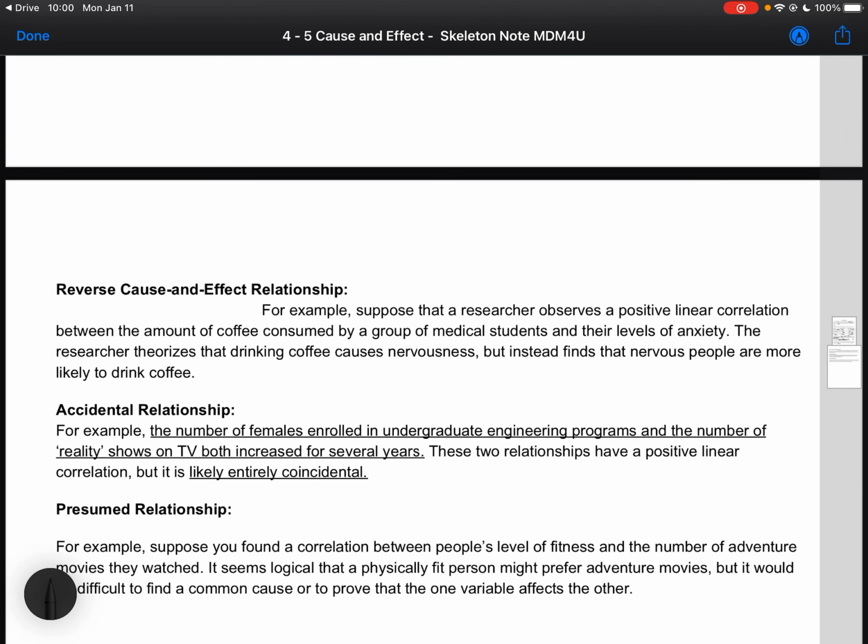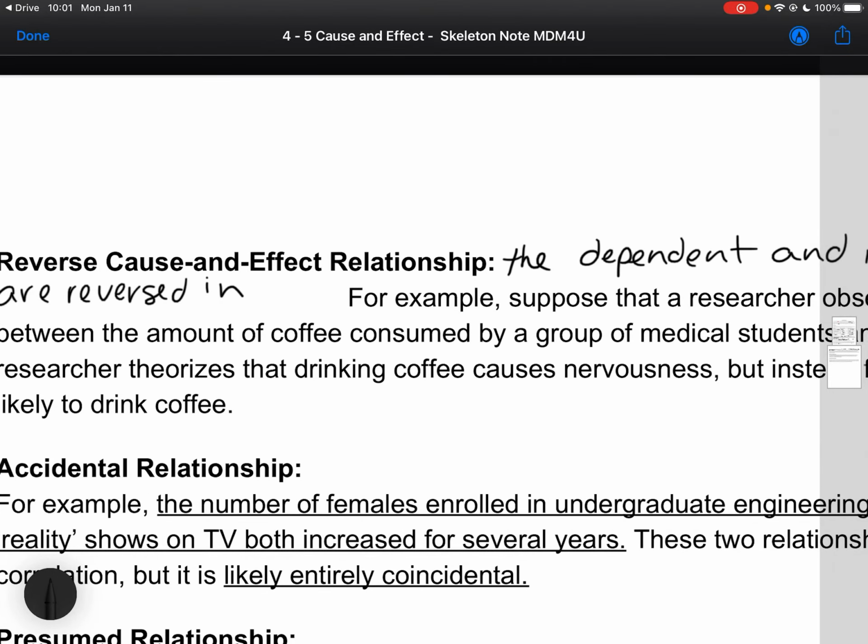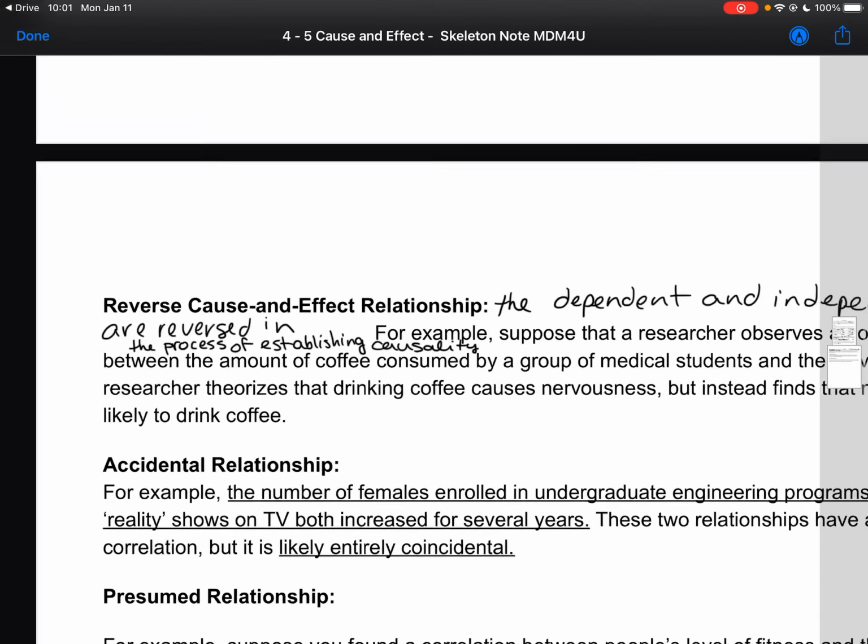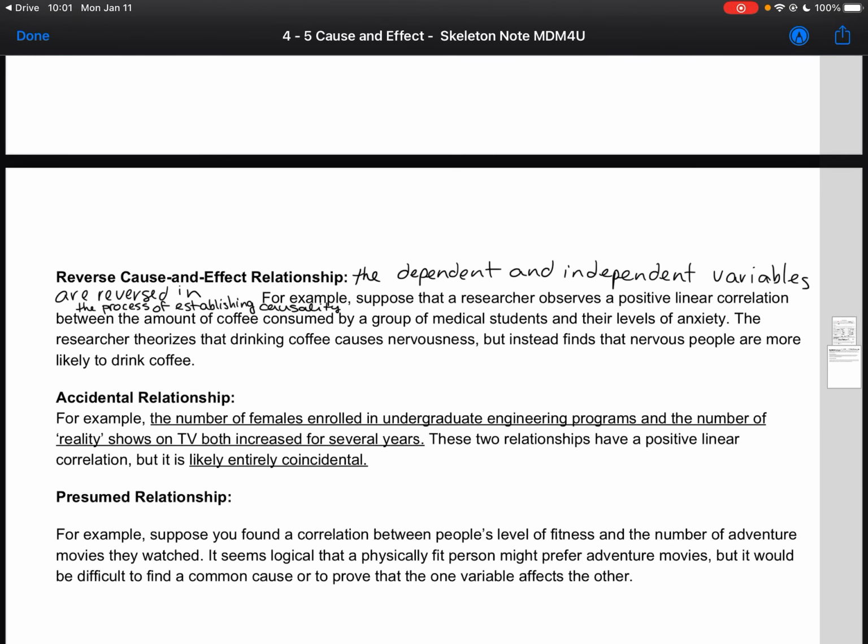The next type of relationship that you can have is a reverse cause and effect relationship, where the dependent and independent variables are reversed in the process of establishing causality. For example, suppose that a researcher observes a positive linear correlation between the amount of coffee consumed by a group of medical students and their levels of anxiety. The researcher theorized that drinking coffee causes nervousness, but instead finds that nervous people are more likely to drink coffee.